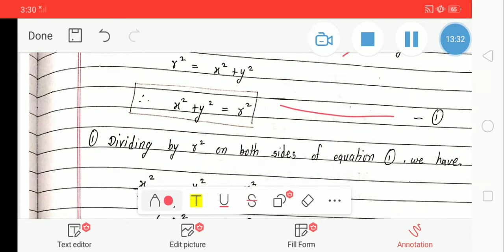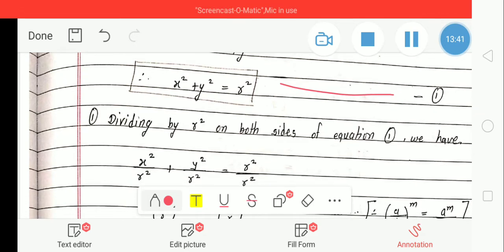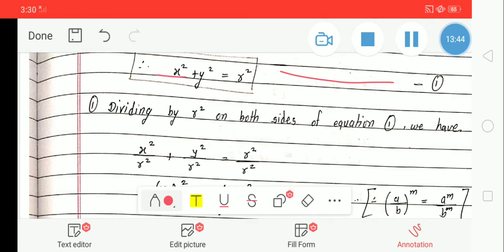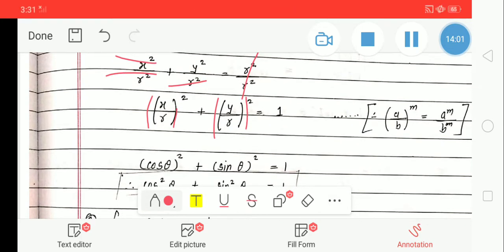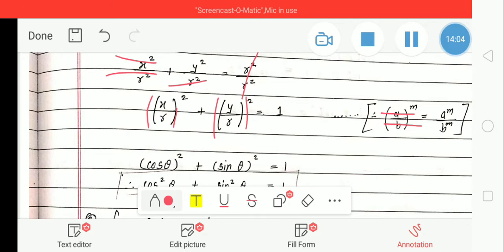So equation number 1. We divide this equation by r square on both sides. Dividing by r square on both sides of equation number 1, x square divided by r square plus y square divided by r square is equal to r square divided by r square. So the value is 1. Now we take a whole square because both are squares. So we take whole square. (a divided by b) whole square is equal to a square divided by b square. We use this rule. Now we can write it in this way.